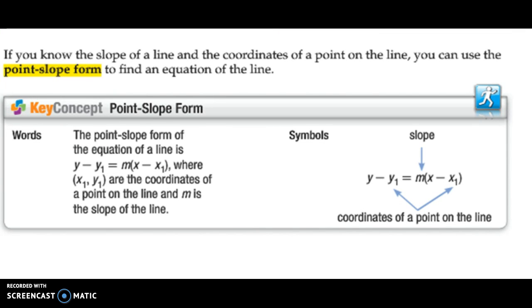We also have something called the point-slope form. Point-slope form is when you know a point and the slope, and you can put it into this. Point-slope form looks like this: y minus y1 is equal to m, which is the slope, times the quantity x minus x1, where x1 and y1 is some point on the line.